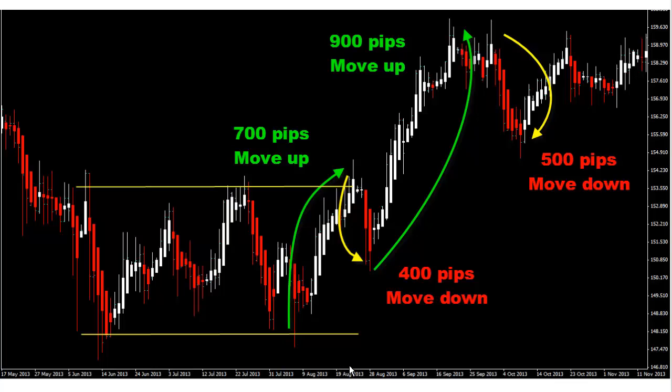So what do you see here? It's a 700 pips move up on this chart. The price moves up 700 pips, okay? Then what happens? It's taking a breather. Price retraces about 400 pips. After that, you see the price trending 900 pips up, retracing again 500 pips down. So especially this is an example for swing traders and position traders.